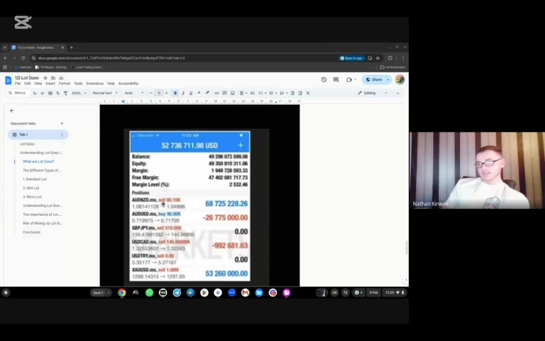You have this sell at 80k lots. That's 800,000 per pip movement. And we know how small a pip is because we look at XAU USD. That's 1 million per pip. Sorry, that's 10 million per pip on a 5 pip move.